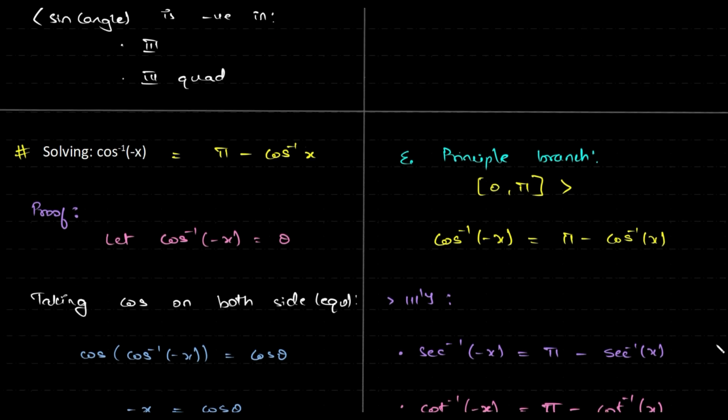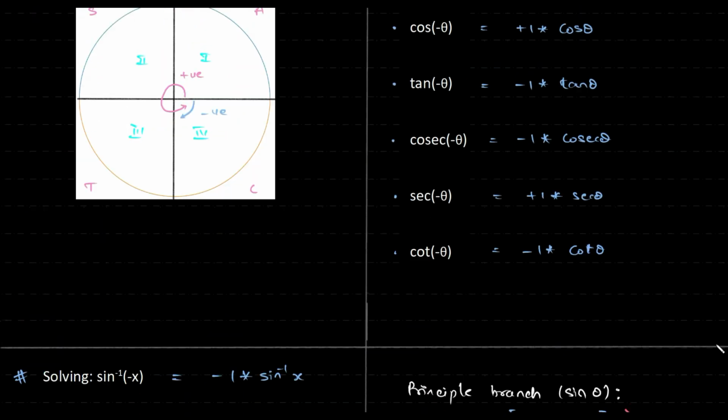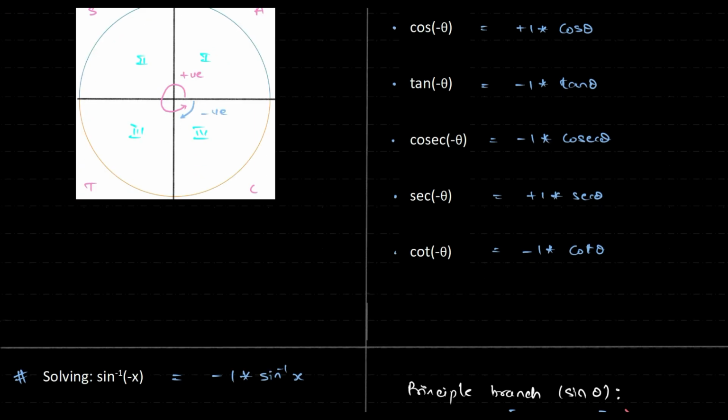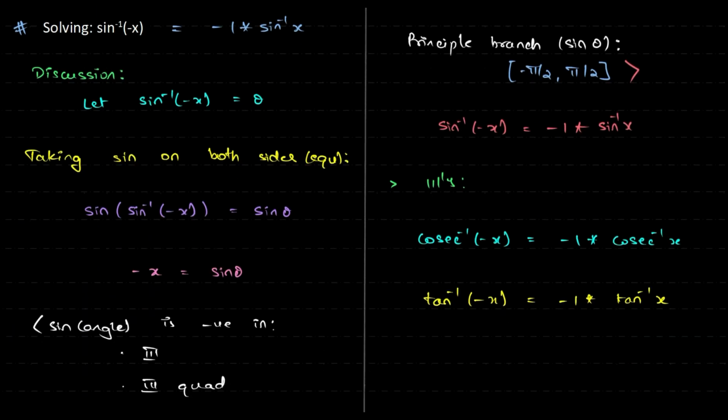Right? So these would be a few facts and a few things that we need to understand. You have to copy pretty much everything. It's a revision. And these would be a few new things on how to solve for the negative value of your inverse trigonometric functions.